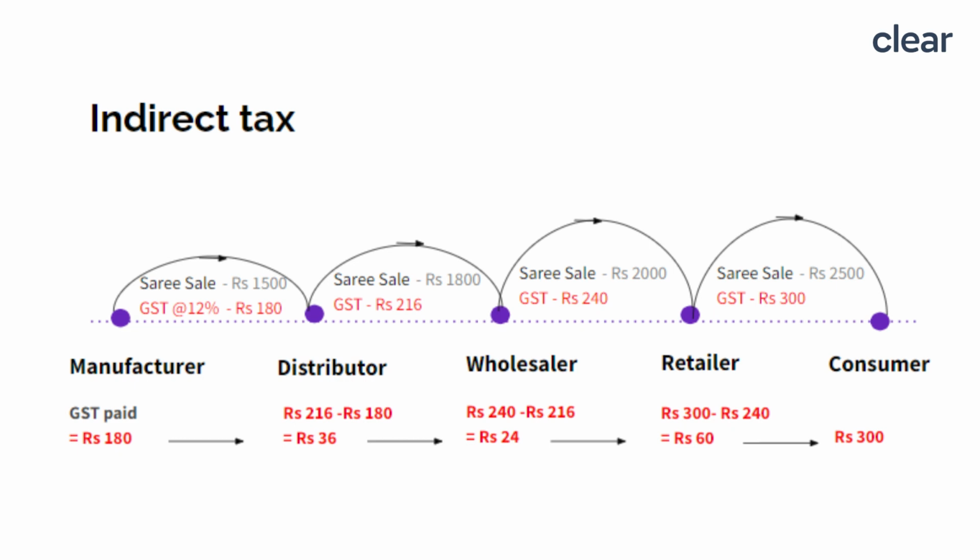However, the distributor will sell this sari to the wholesaler at rupees 1800 and collect GST of rupees 216 from the wholesaler. The GST of rupees 216 collected from the wholesaler shall be reduced by the amount of GST paid to the manufacturer, and the distributor will pay the balance GST of rupees 36 to the government. Similarly, it will be the case with the other intermediaries such as wholesaler and retailer. Ultimately, in this example, you can see that the burden of tax is completely passed on to the consumer and the end consumer has to pay GST of rupees 300 to the retailer.